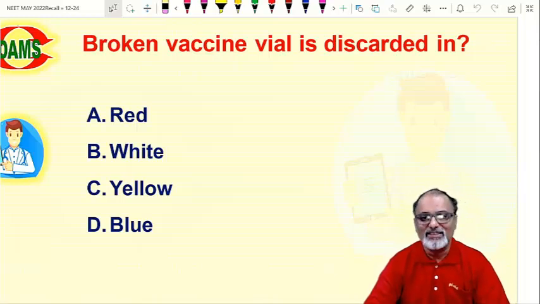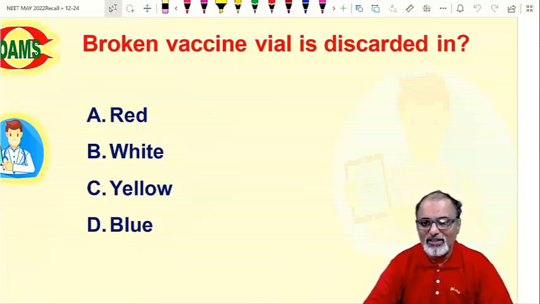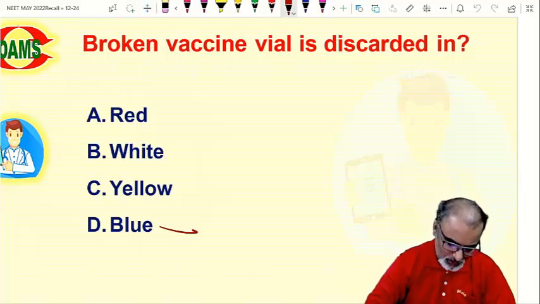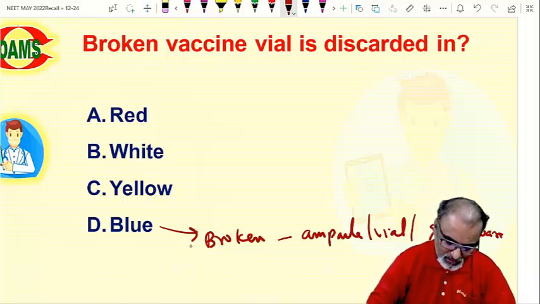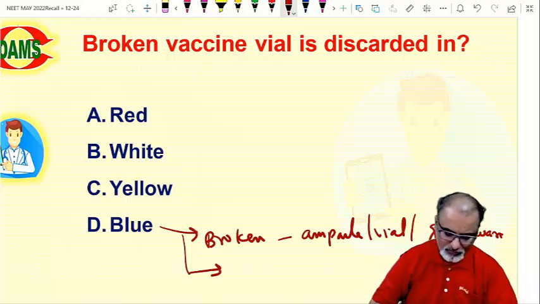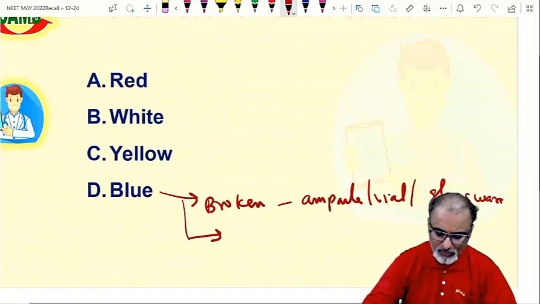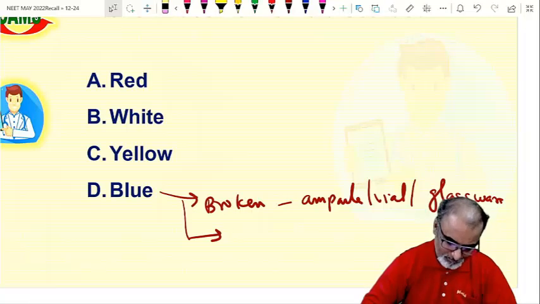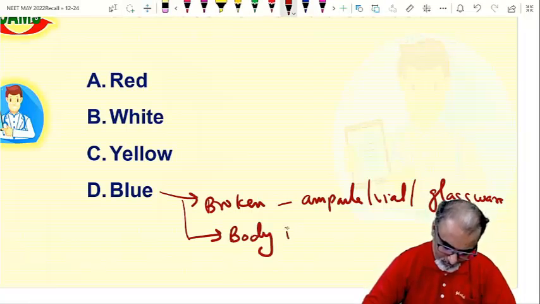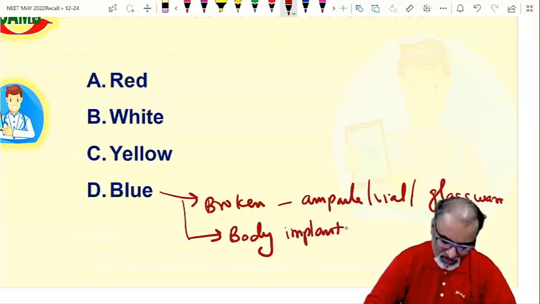Broken vaccine vial is discarded in? Remember, BBB: blue for broken glassware, which includes ampule, vial or any glassware. And another one is PBB, metallic body implants, like metal plates and other body implants.